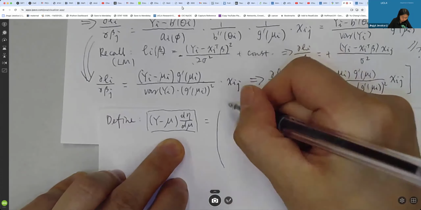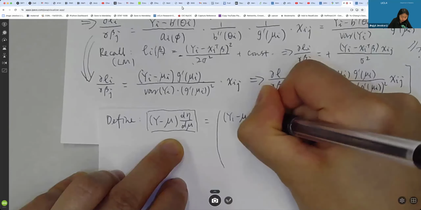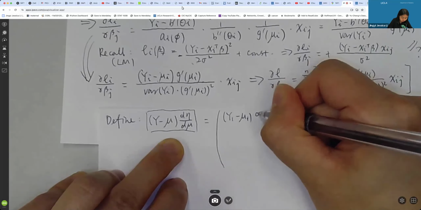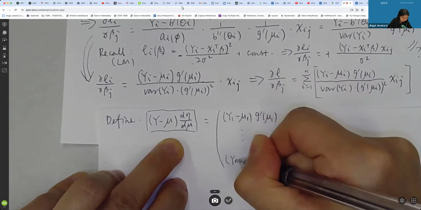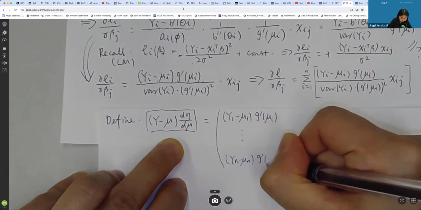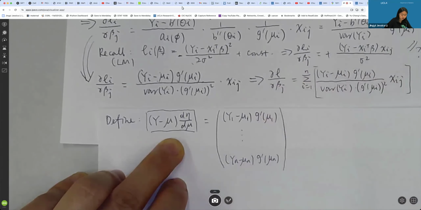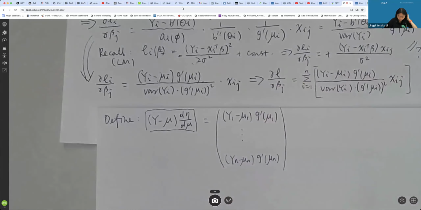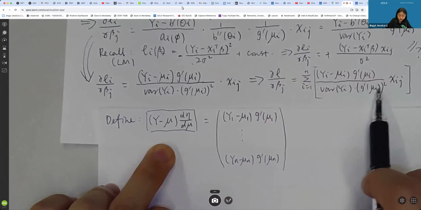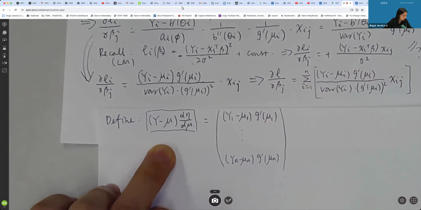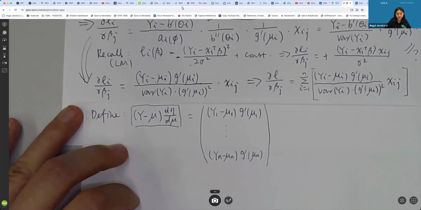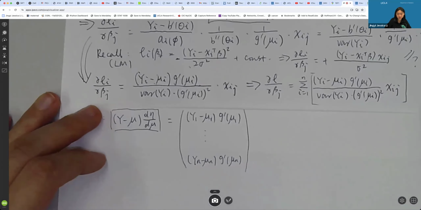I define it as y1 minus mu1 for the first observation times g prime mu1, down to yn minus mu n times g prime mu n. That's the vector. And I will put the denominator as a weight matrix. As I said, it's a weighted least square. Maybe I should have introduced weighted least square first, but after we finish all of this, I will give you the standard weighted least square. So you can see that what we're doing here is just a special case application of weighted least square.